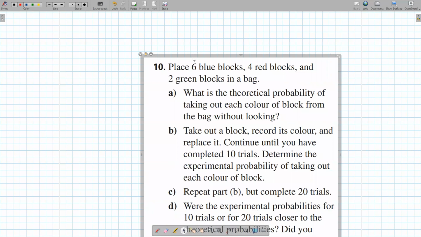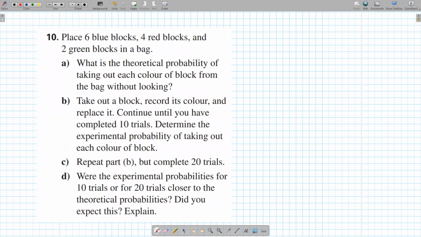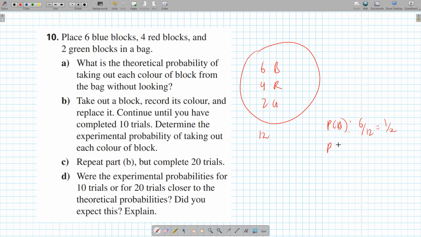All right, place 6 blue blocks, 4 red and 2 green in a bag. Well, we don't have any blocks to work with, but we can work with them on paper. 4 red, 2 green. How many total? 12. What's the probability of getting a blue block, which is also denoted as P of B? 6 out of 12, and you reduce it to 1 over 2. What about red? 4 out of 12, that's 1/3. What about green? 2 out of 12. What does that reduce to? 1 over 6, exactly.